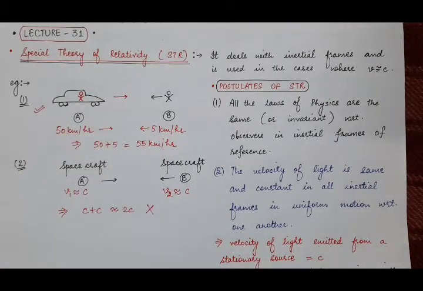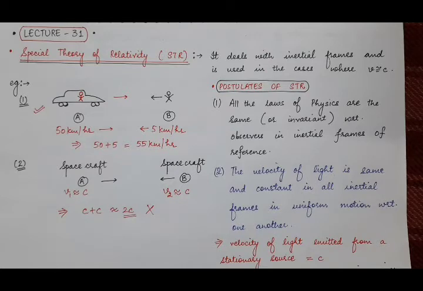But in case of velocities comparable to the velocity of light, the Galilean transformations or the Galilean law of addition of velocities are not applicable, because in that case the velocity will come out to be greater than the velocity of light, which is not possible. So there comes another set of transformations which are known as Lorentz transformation.